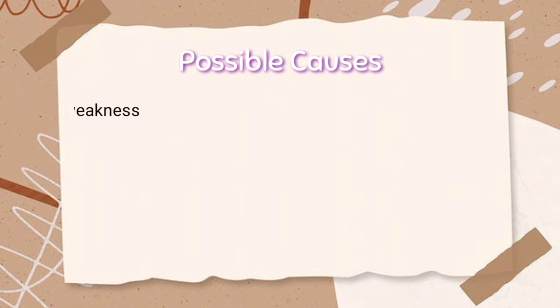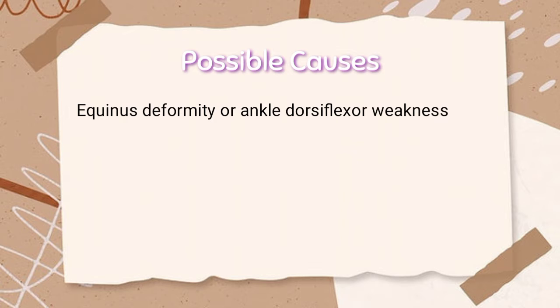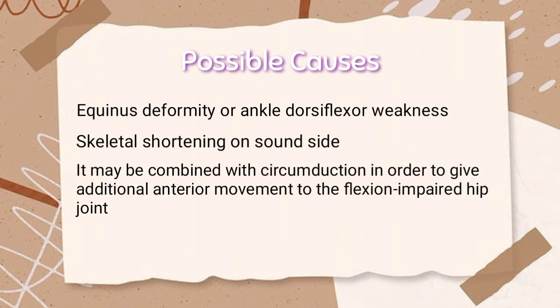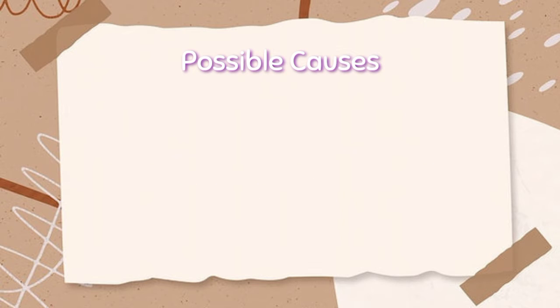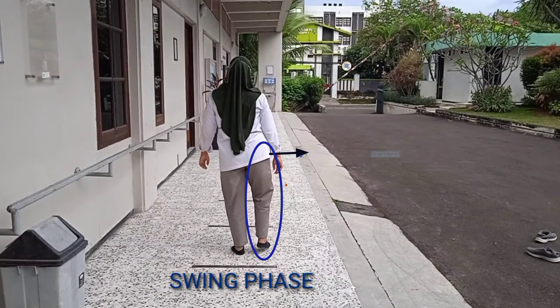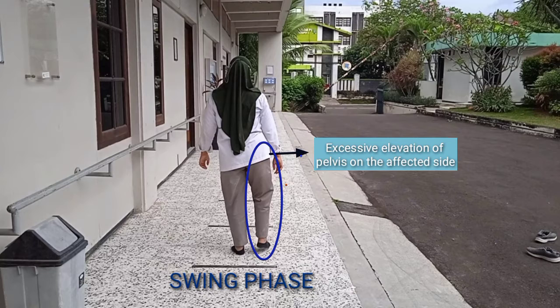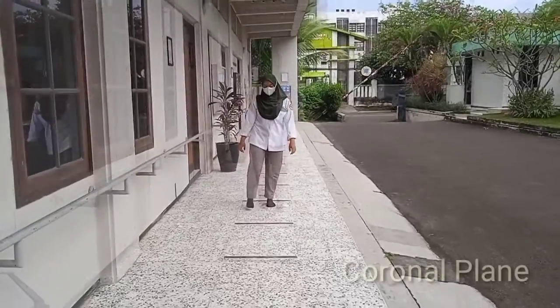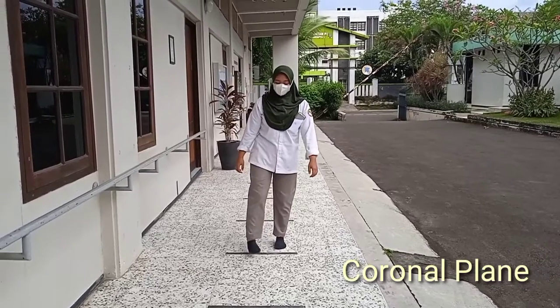The possible causes: equinus deformity or ankle dorsiflexor weakness, skeletal shortening on one side, and it may be combined with circumduction in order to give additional anterior movement to the flexion-impaired hip joint. During the swing phase of hip hiking gait, there is excessive elevation of the pelvis on the affected side. We can observe this gait from the frontal or coronal plane.